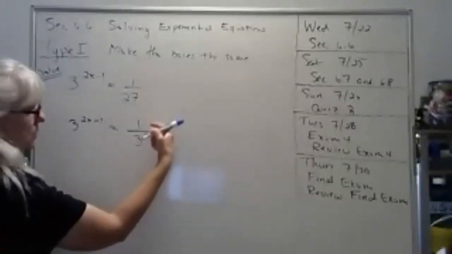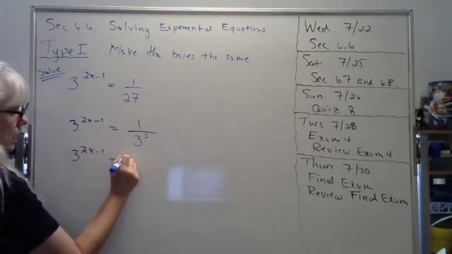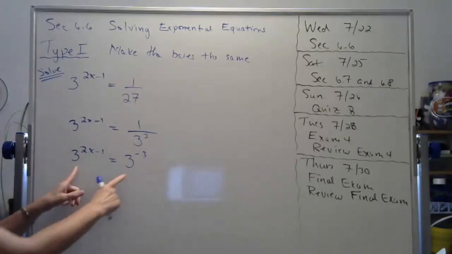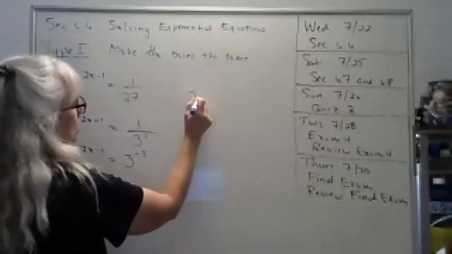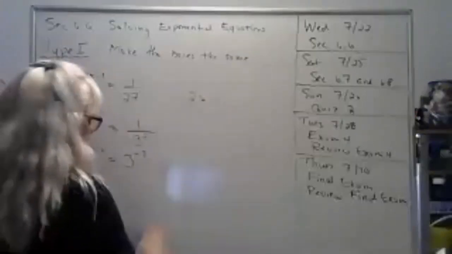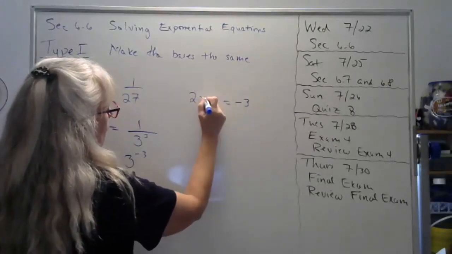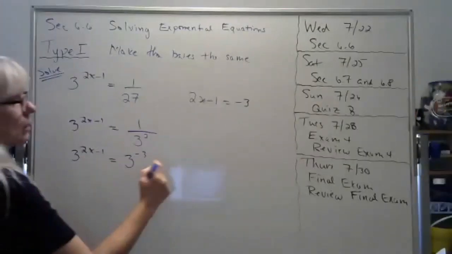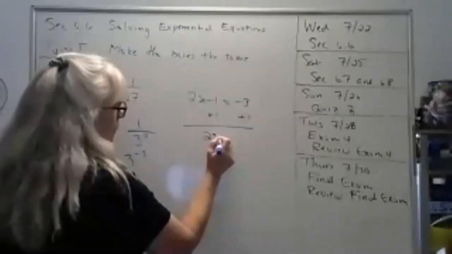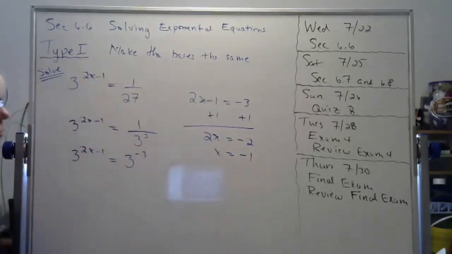But I need to bring this up from the denominator. So we have 3 to the 2x minus 1 equals 3 to the negative 3. And now that our bases are the same, we can set those 2 exponents equal. So 2x minus 1 equals that negative 3. Again, setting our exponents equal. And then we can solve. So x equals negative 1.